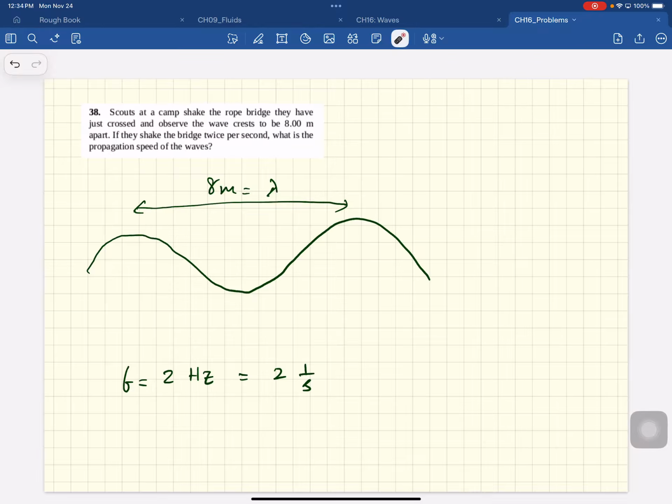In reality, if you do this, what happens is you have a wave traveling like that, and at the end of the bridge it will be reflected, and you'll set up standing waves, just like a musical instrument.